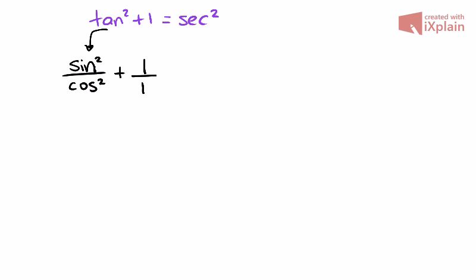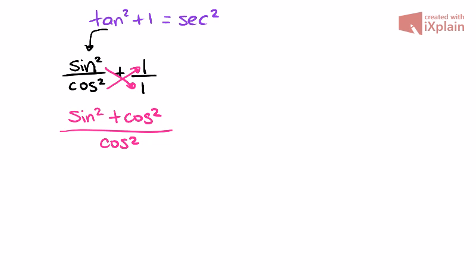Okay, now I'm adding with fractions. The bottoms don't match, so I need to cross multiply. So I have sine squared times 1 gives me sine squared. Bring down the sine from the middle. Cosine squared times 1 is cosine squared. All over bottom times bottom. So cosine squared times 1 is cosine squared.